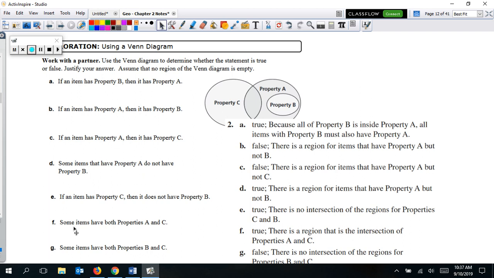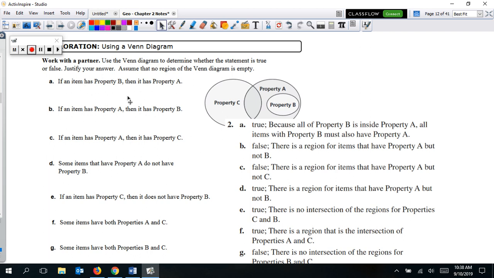And then F says some items have both properties A and C, which would be true because A and C overlap right in here. So the items that are inside the intersection part would have both. So that's true. And then G says some items have both properties B and C, and that would be false. You can't be in both B and C. They don't intersect or overlap at all. They are what we call mutually exclusive. And so that would be a false statement there.